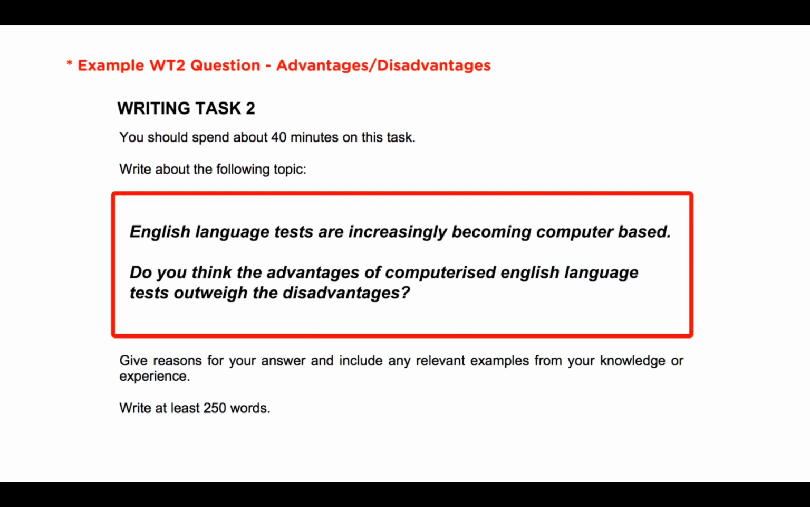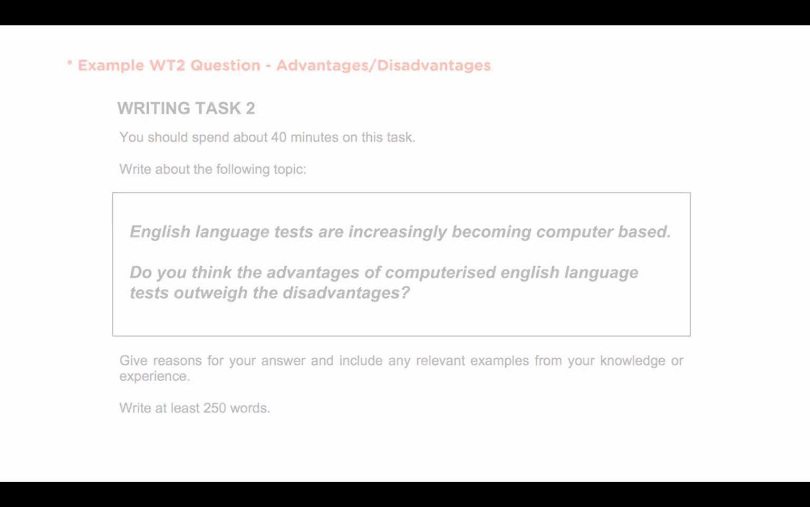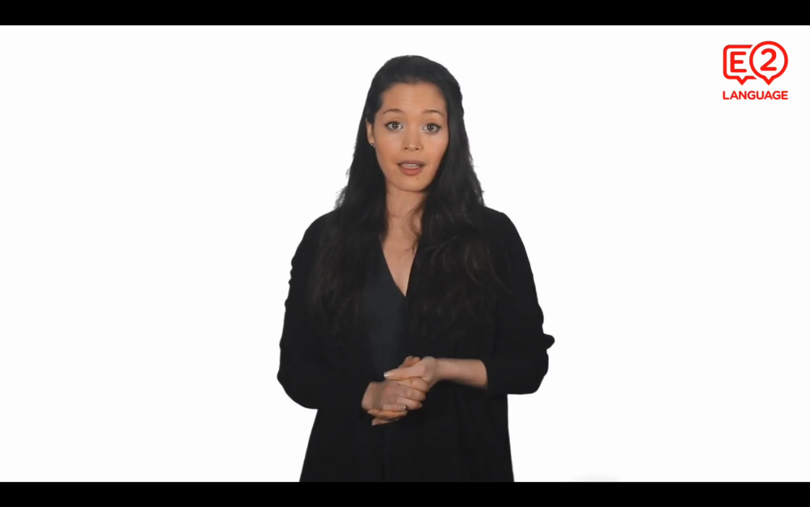English language tests are increasingly becoming computer-based. Do you think the advantages of computerized English language tests outweigh the disadvantages? This question prompt is also asking you to discuss the advantages and disadvantages, but the key word outweigh asks you to choose a side, to decide whether the advantages are more significant than the disadvantages or not.